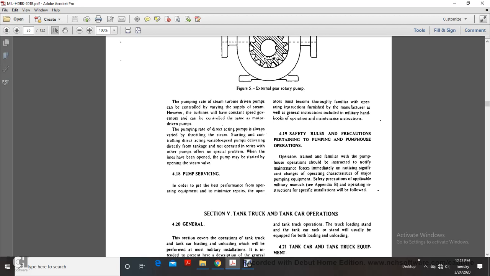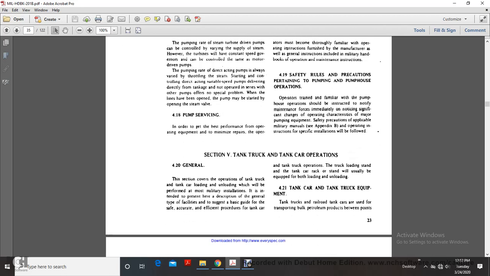419. Safety rules and precautions pertaining to the pumping and pumping house operations. Operators trained and familiar with the pumping house operation shall be instructed to notify maintenance immediately of any significant change in the operating character of the major pumping equipment. The safety precautions applicable are in the military manual, appendix B. The operating instructions for specific installations will be followed.